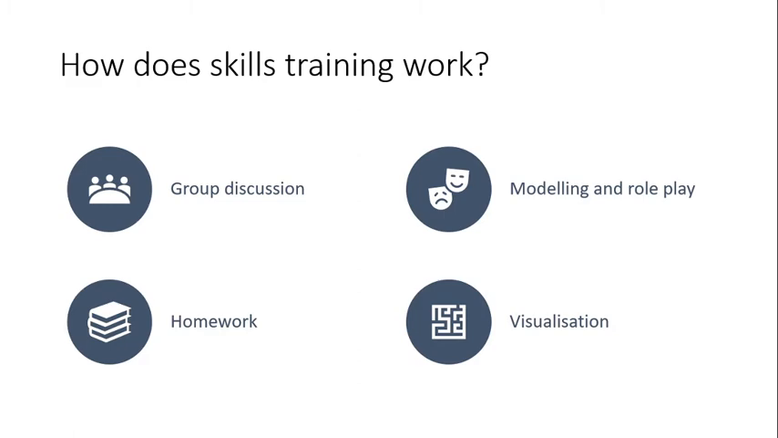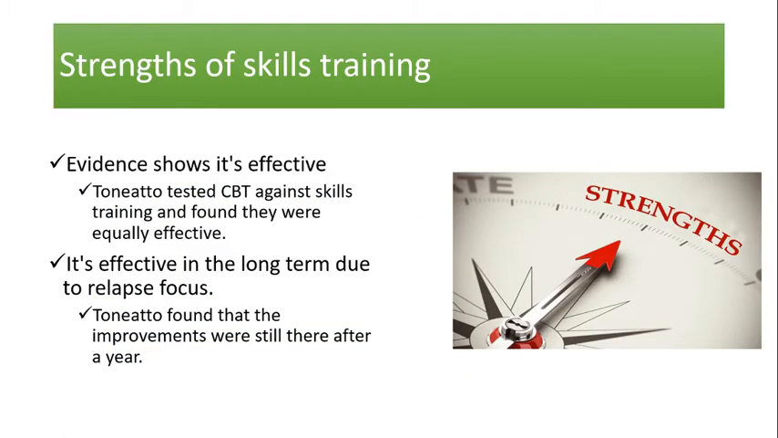It can involve modeling and role playing, so the person who's running the session might model a particular social skill with someone, or use someone that's mastered a social skill to demonstrate it, and then you might be role playing it. Homework, again, trying out various tasks in different social situations. And finally, visualization, imagining situations, for example, in which they have to be assertive, and trying to think what sorts of things they would say within those situations. So that's how skills training works.